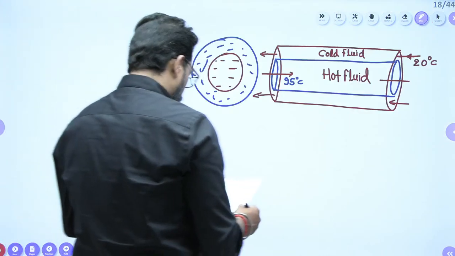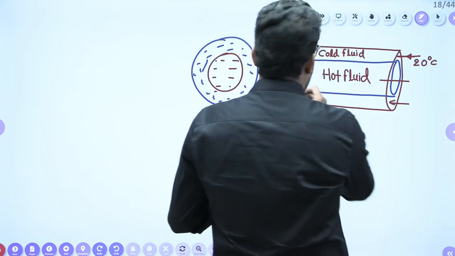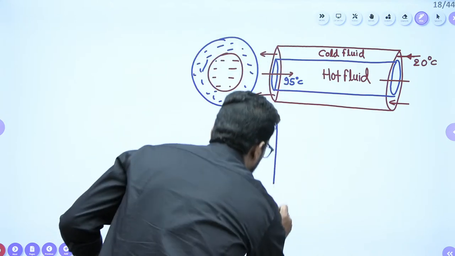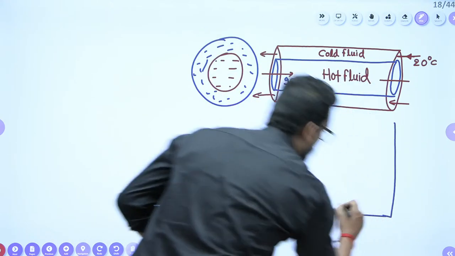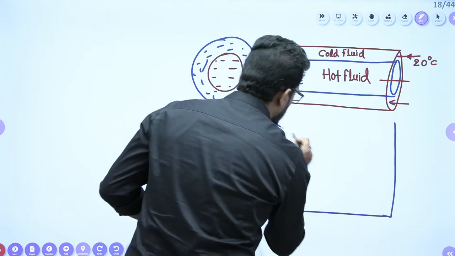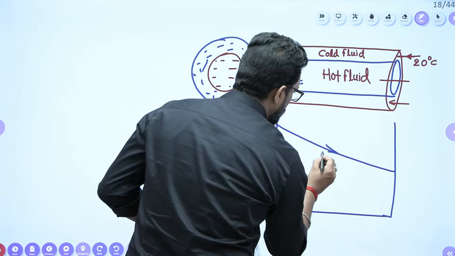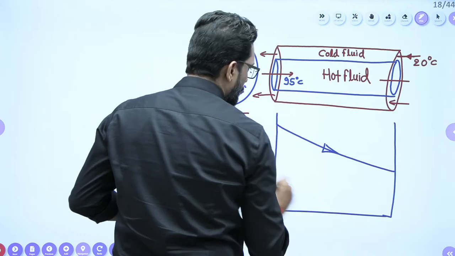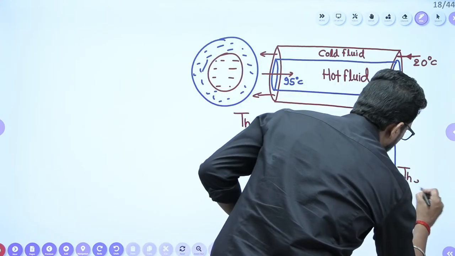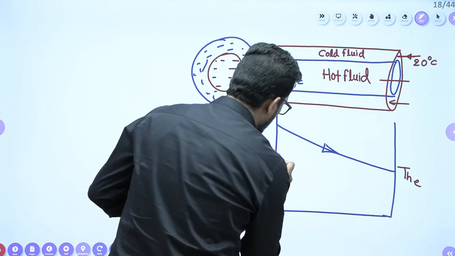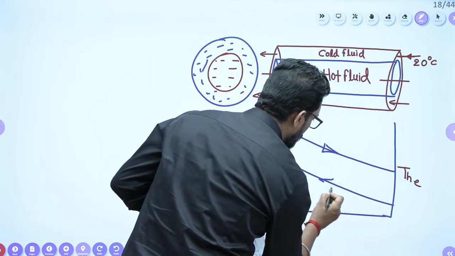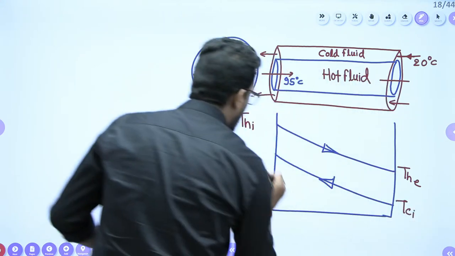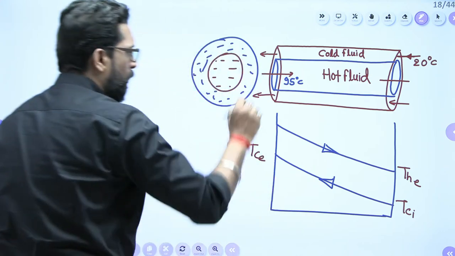So this is your hot water, right? If you make this diagram, no problem. There is a counter flow, so this is your hot fluid: hot fluid inlet, THI, hot fluid exit, THE, and there is a cold fluid, the cold fluid inlet and the cold fluid exit.